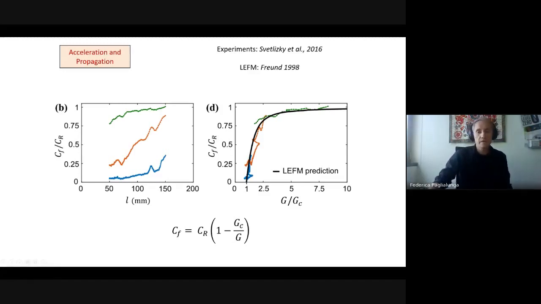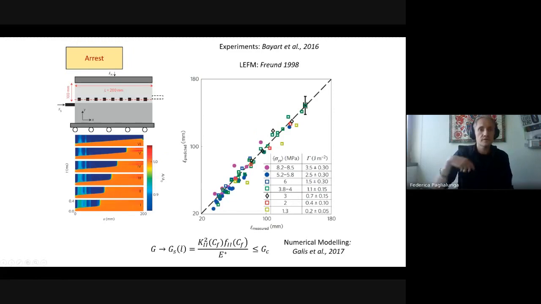So this is why it's really important to understand GC. The final point is that here you can see the same kind of experiment, but conducted by Elsa Bayart in 2016. On the bottom left panel, they were able to induce cracks that propagate for a finite rupture length, and they were able to stop the rupture for different rupture lengths.